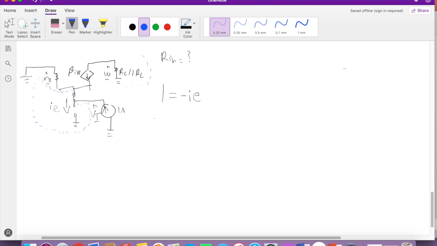So from here, with KVL, we see that VT plus R pi IB equals 0. So VT equals negative R pi IB. And from this equation, let's write this in green, we know that IE equals beta plus 1 IB. So we can turn this into 1 equals negative beta plus 1 IB, and turn IB into negative 1 over beta plus 1.